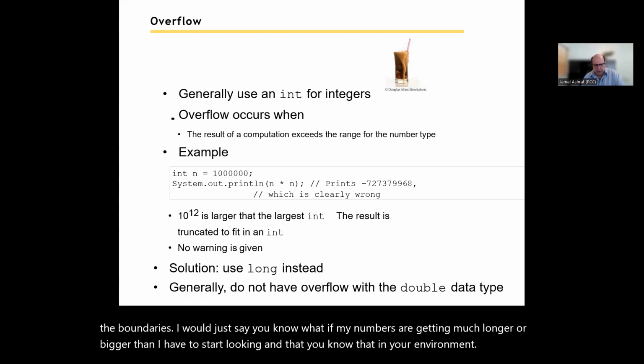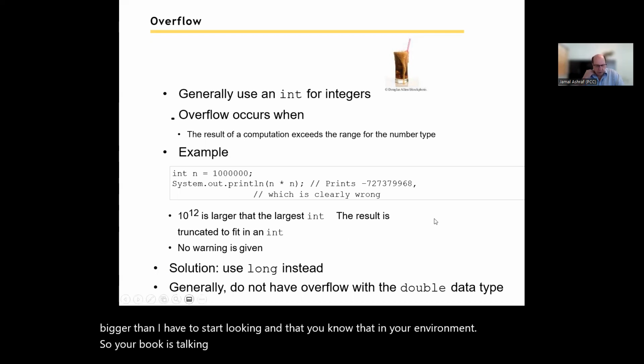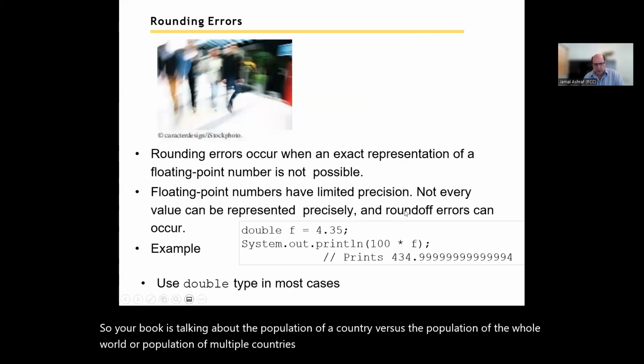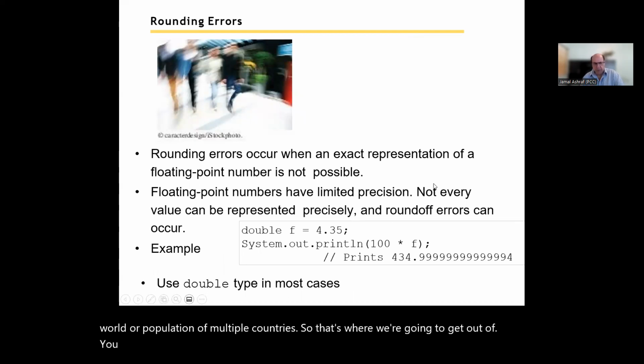So your book is talking about the population of a country versus the population of the whole world or population of multiple countries. So that's where we're going to get out of overflow.